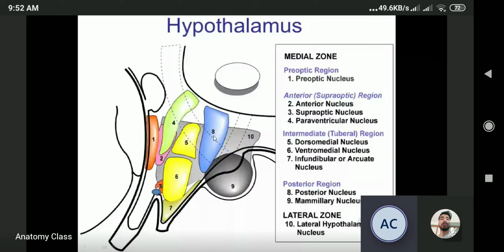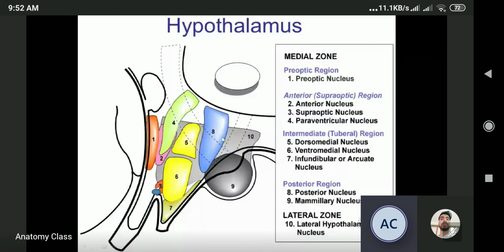In the lateral zone, the nucleus present is mainly the lateral hypothalamic nucleus, but the mammillary nuclei and the supraoptic nuclei also extend slightly to the lateral region. So this number 10 label here, the lateral nucleus, is extensive throughout all these 4 regions. So this is about the nuclei present within the hypothalamus.